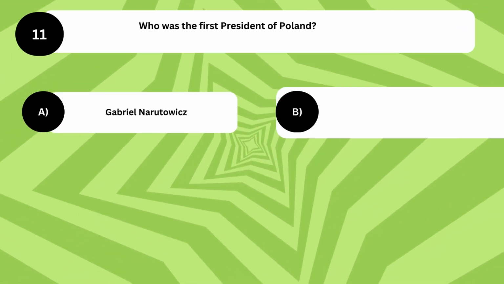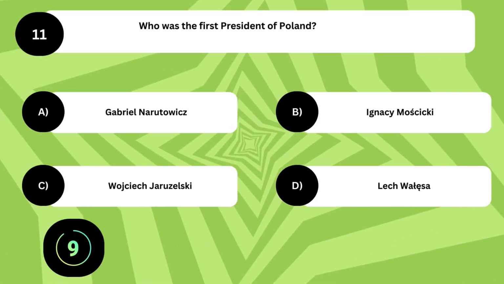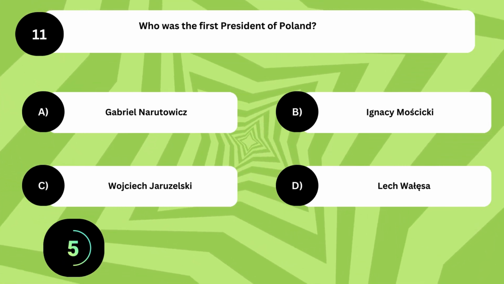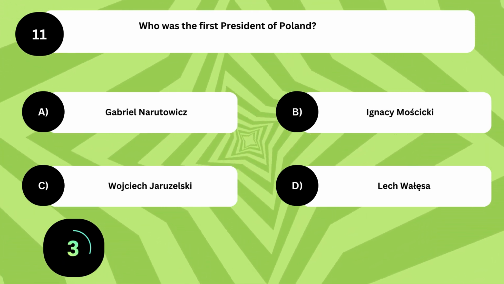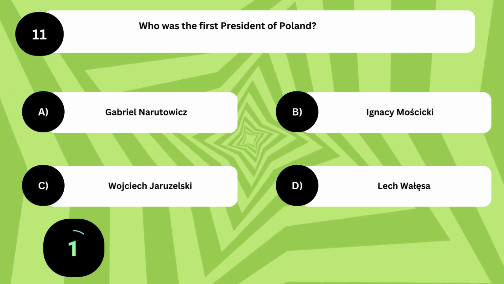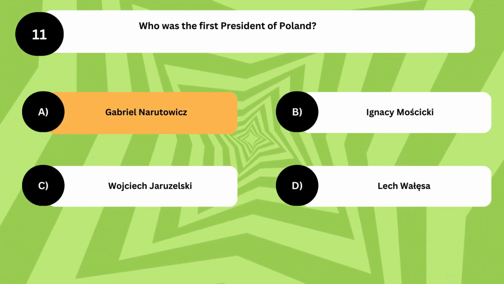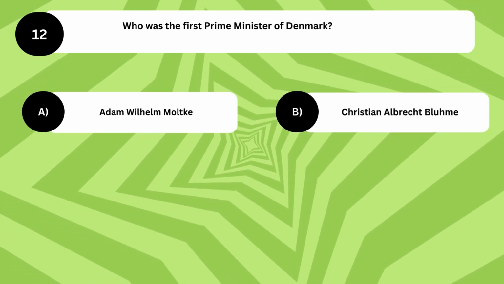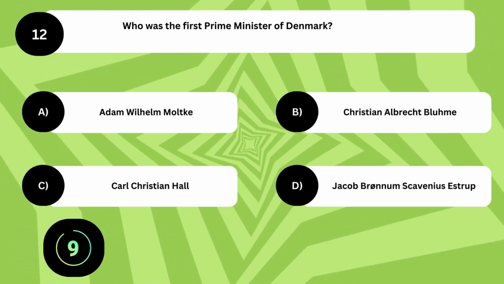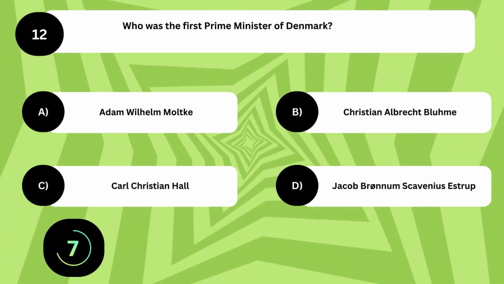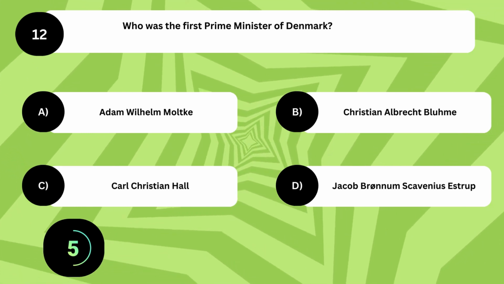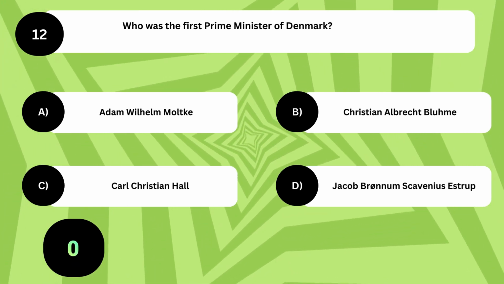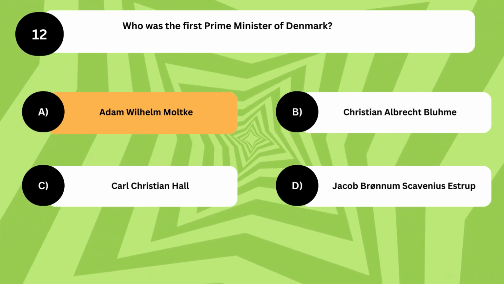Who was the first President of Poland? The answer is Gabriel Narutowicz. Who was the first Prime Minister of Denmark? The answer is Adam Wilhelm Moltke.